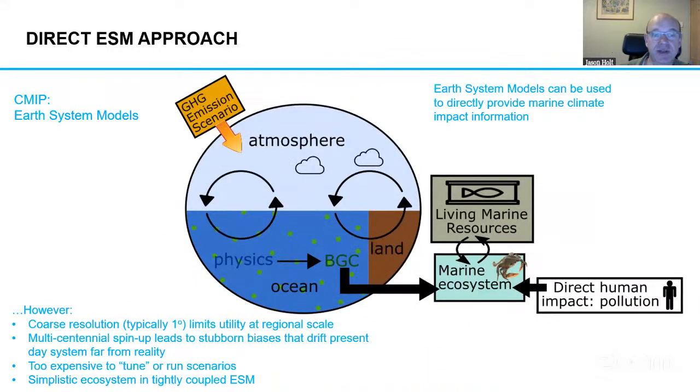So just cycling through the approaches we can use here, the most obvious approach is more direct use of global climate models, but as is well known, these models typically have a resolution of about 1 degree. They require multi-centennial spin-ups, so they can drift quite far from present-day conditions, and that leads to biases which are really difficult to address. They're very expensive to run, so it's very difficult for people to do experiments with these, and they quite often have simplistic representations of things like marine ecosystems. So hence the need for downscaling.